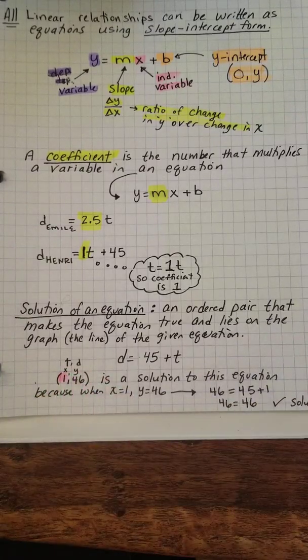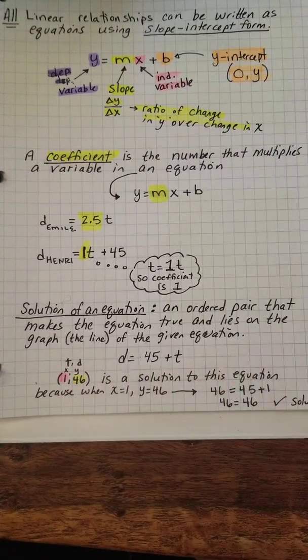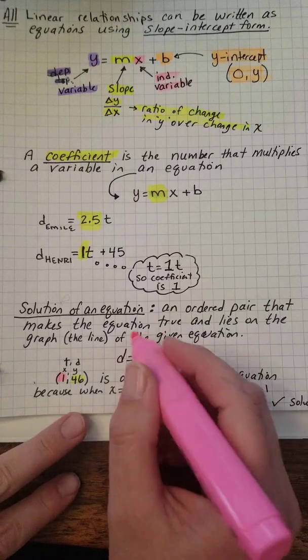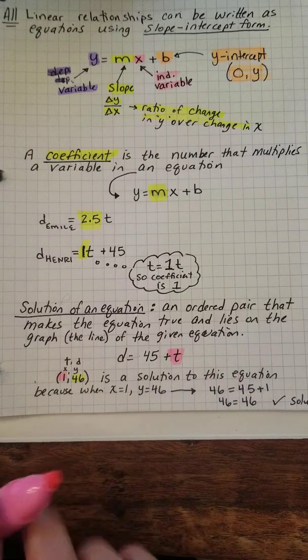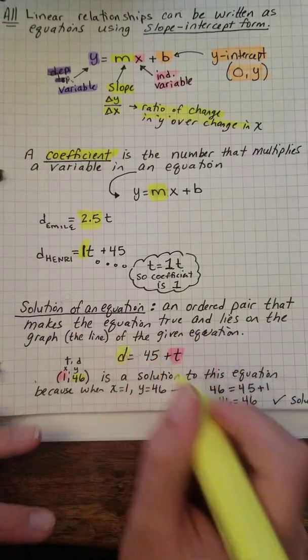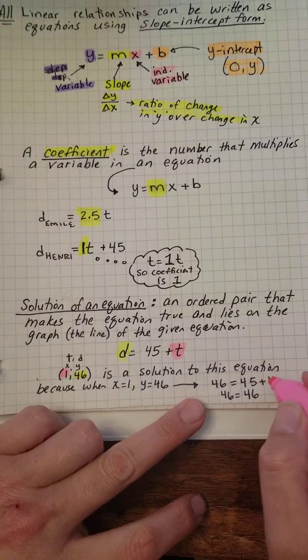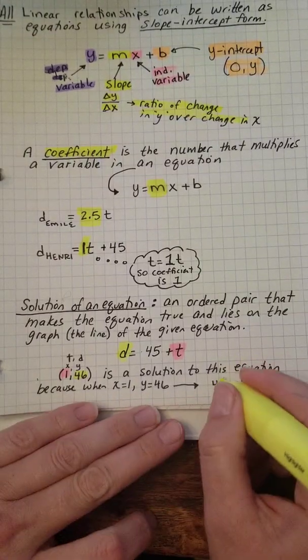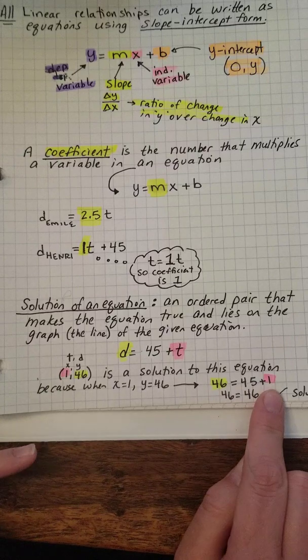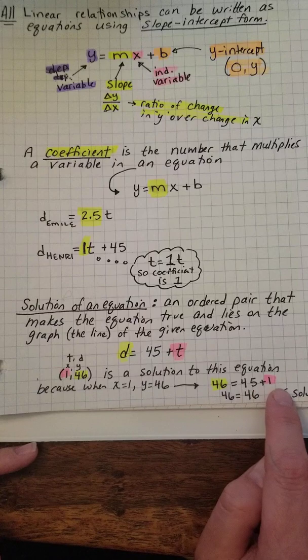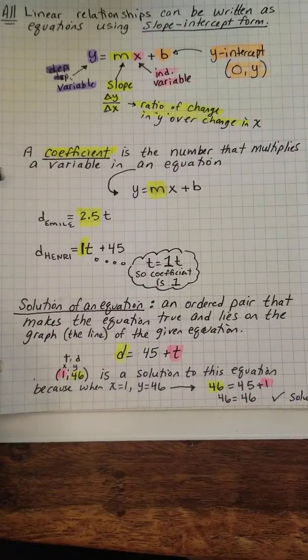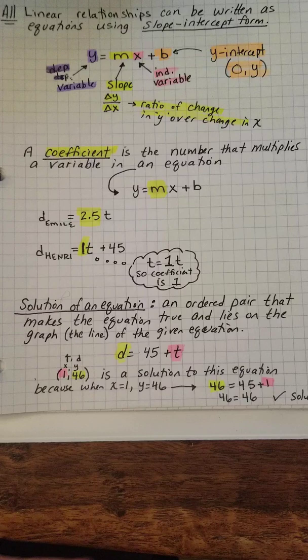I have 1 and 46. If I input them into the equation, this would be where 1 would go, and this would be where 46 would go. I'll do it down here. So there's the 1, and there's the 46. When I plug those in, when I work out both sides of the equation, 46 is equal to 45 plus 1, and then 46 equals 46. If it's a true equation, that means that you have a solution to that equation.